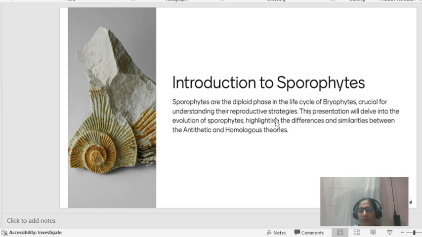We know that for this, two theories have been given. One is known as the Antithetic Theory, or the Theory of Sterilization, and the other is known as the Homologous Theory, or the Reduction Theory or the Retrogression Theory.